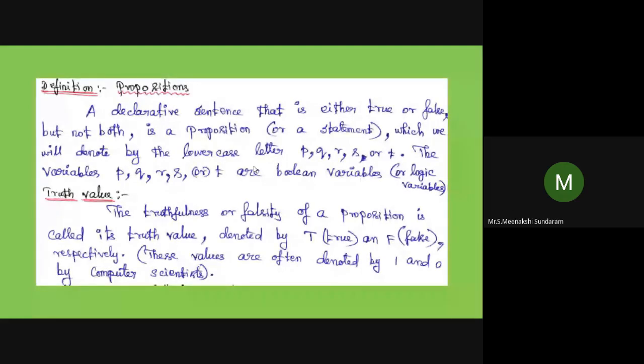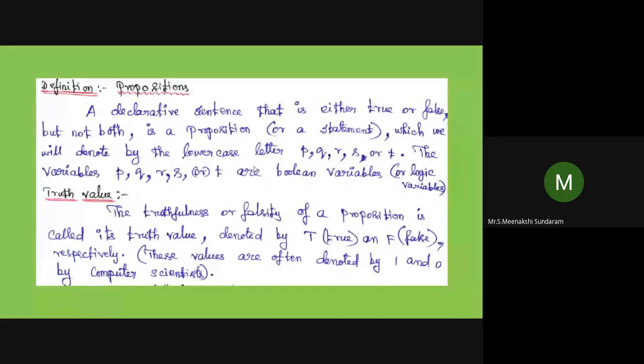First, what is a proposition? What is the definition of a proposition? A statement, another name for a declarative sentence. A declarative sentence that is either true or false, but not both, is a proposition. After the statement you can say it is a true or false statement, not both. That is called a declarative sentence.